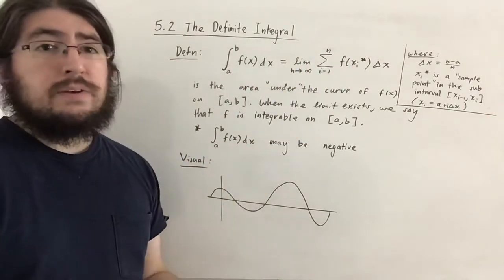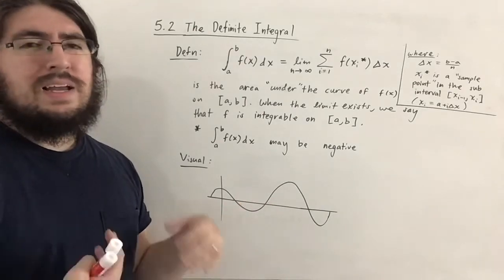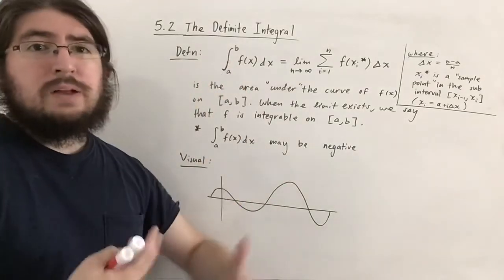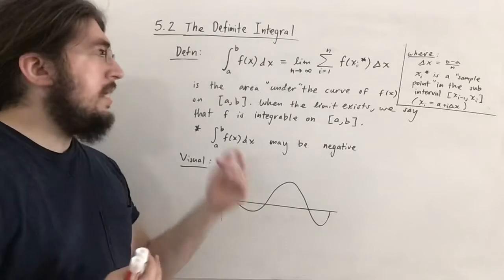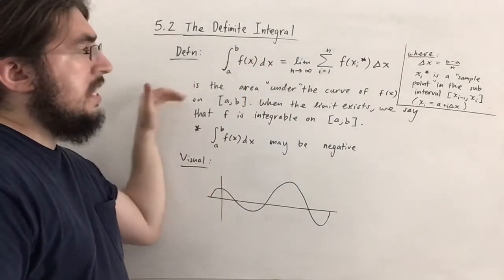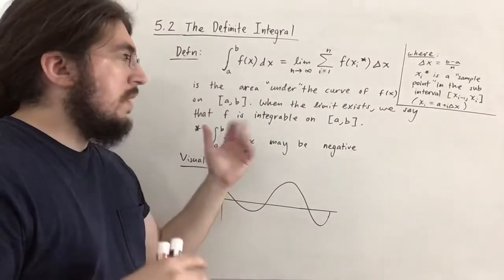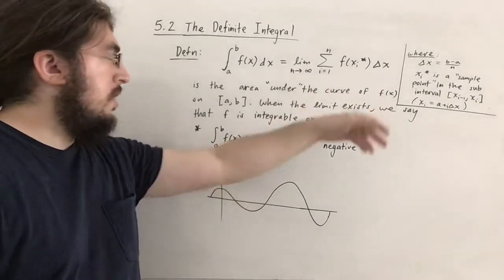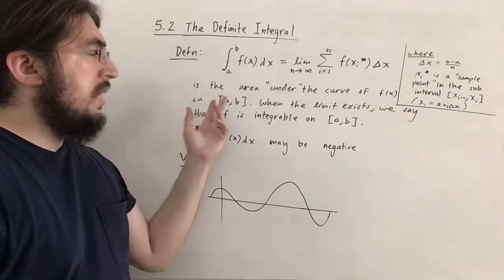Basically, it's just the area under the curve that we saw from 5.1. We've developed a better language here. Instead of just calling it A for area, we're actually developing some notation. So I say that this is the area under the curve, quote unquote under, which we'll discuss shortly, under the curve of f of x on the closed interval a to b.